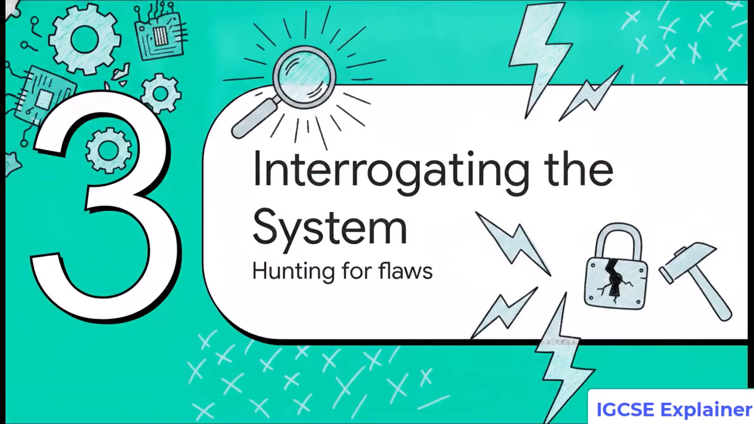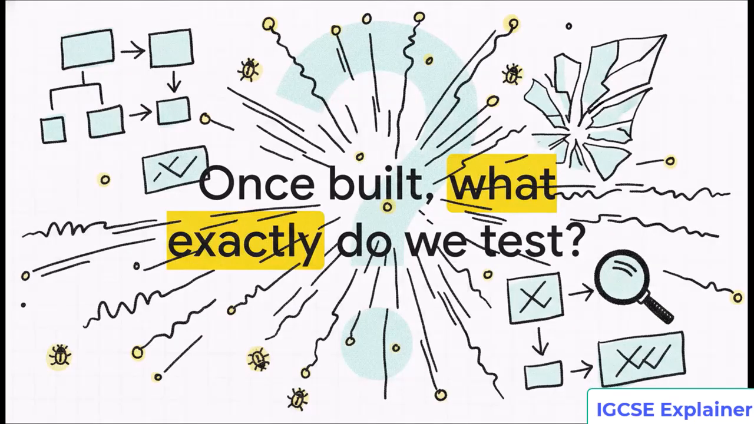Section 3. Interrogating the system. Time to hunt for some flaws. So we're pivoting now. We're moving away from the builders who lovingly craft the software over to the breakers. These are the engineers whose entire professional purpose is just to hunt for weakness. But think about this for a second. Once a sprawling digital system is actually built, what exactly do we test? Like, where do you even begin looking for flaws in a million lines of code?